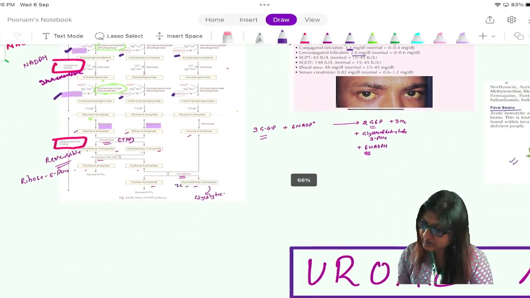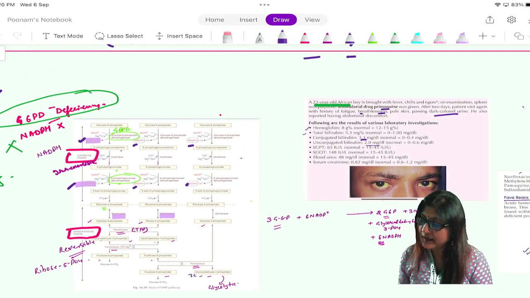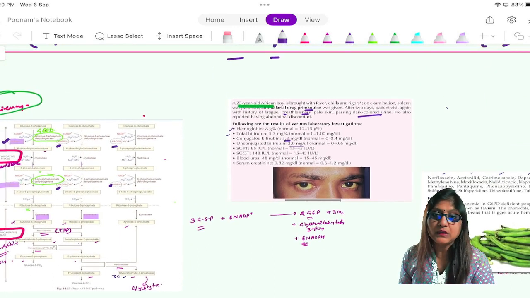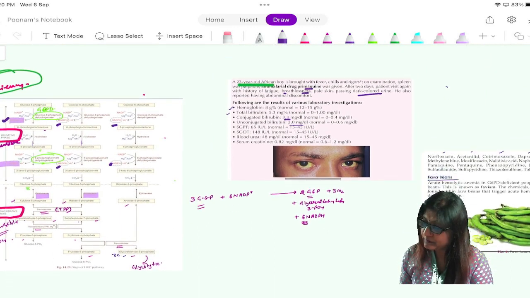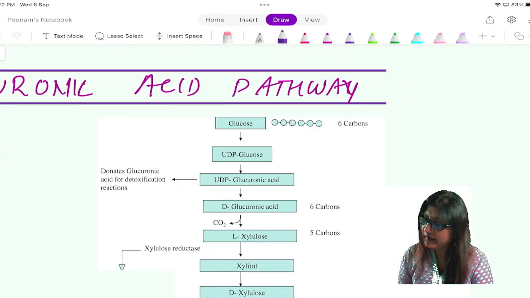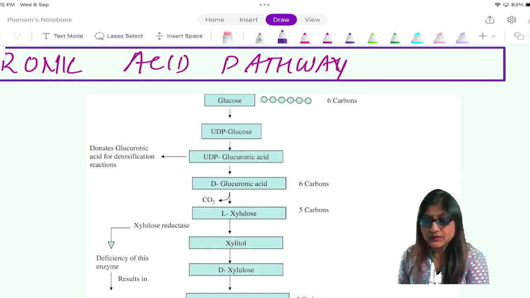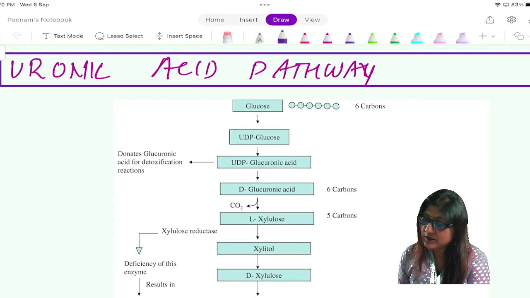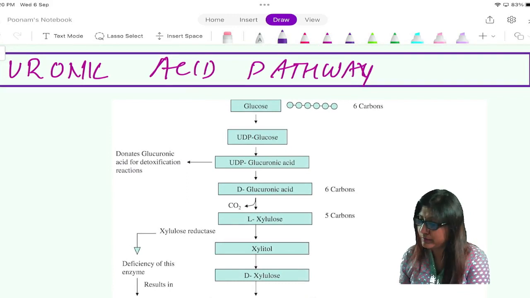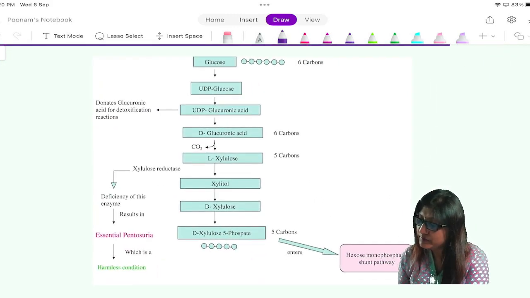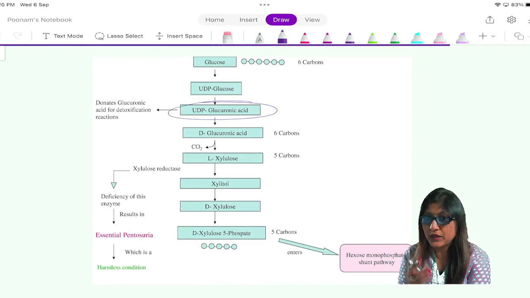Right, so with this you understand the significance of the HMP shunt pathway in maintaining the equilibrium in the cell, right? And very quickly I will overview the uronic acid pathway as well, which is taking place in the liver, oxidizing glucose to a number of intermediates. The most important intermediate is UDP glucuronic acid, which is an important conjugating agent.